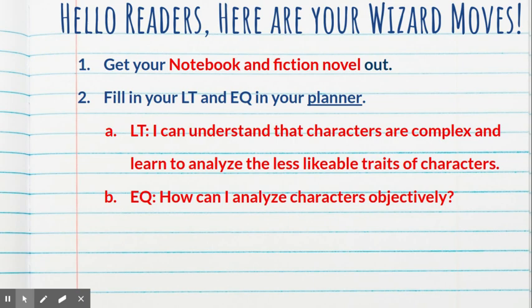and I'll show you in today's examples. I pulled some of my notebooks from the past 2 years. For those of you who are using a digital or a paper planner, go ahead and fill in your learning target and your essential question. So our learning target today is I can understand that characters are complex and learn to analyze the less likable traits of characters. Our essential question to ask ourselves: how can I analyze characters objectively?